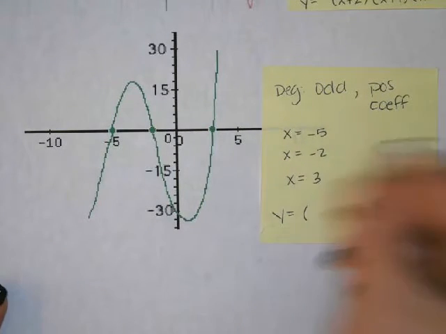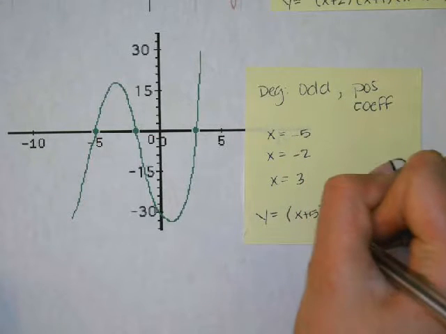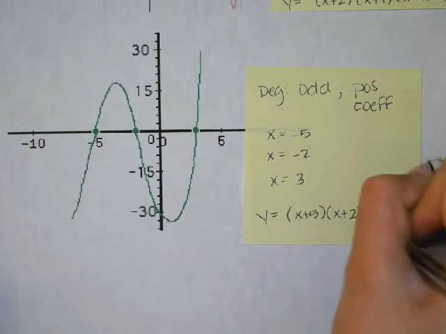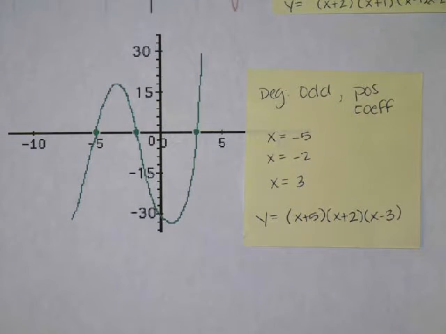All right, so what are we going to write? X plus 5. X plus 2. X minus 3. Why are we adding 5? We always do the opposite, remember, because when we look at things in factored form, to be able to get the answer, you have to do the opposite. So if we're putting it back in factored form, we're going to do the opposite when we put it back.